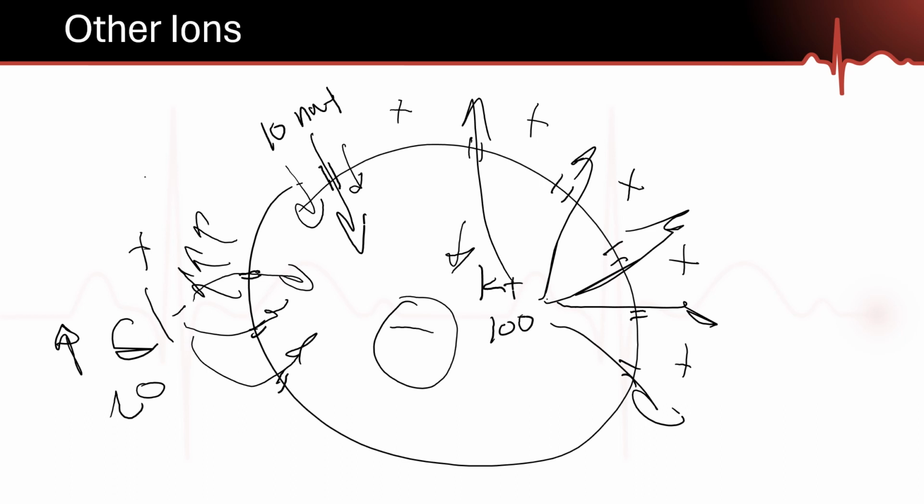So basically, as the cell becomes more negative, here's what's going to happen. The rate at which potassium leaves is going to decrease. The rate at which sodium enters is going to increase, and the rate at which chloride enters is going to decrease.